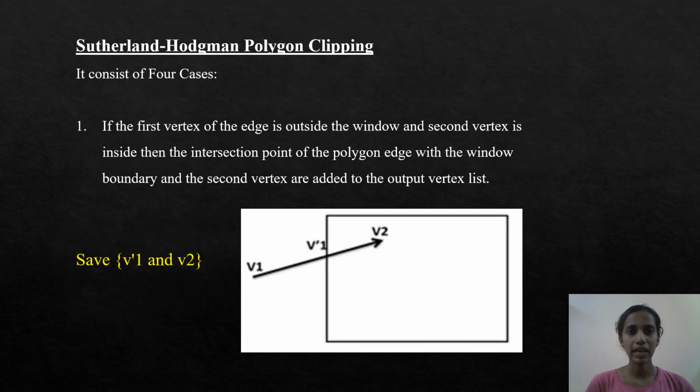Next, coming to the Sutherland Hodgeman polygon clipping, it consists of 4 cases. The first case is if the first vertex of the edge is outside the window and the second vertex is inside, then the intersection point of the polygon edge with the window boundary and the second vertex are added to the output vertex list. Let us see in the figure, the first vertex is V1, the second vertex is V2, and the intersection point is V1 dash. Then we have to save V1 dash and V2 but not V1.